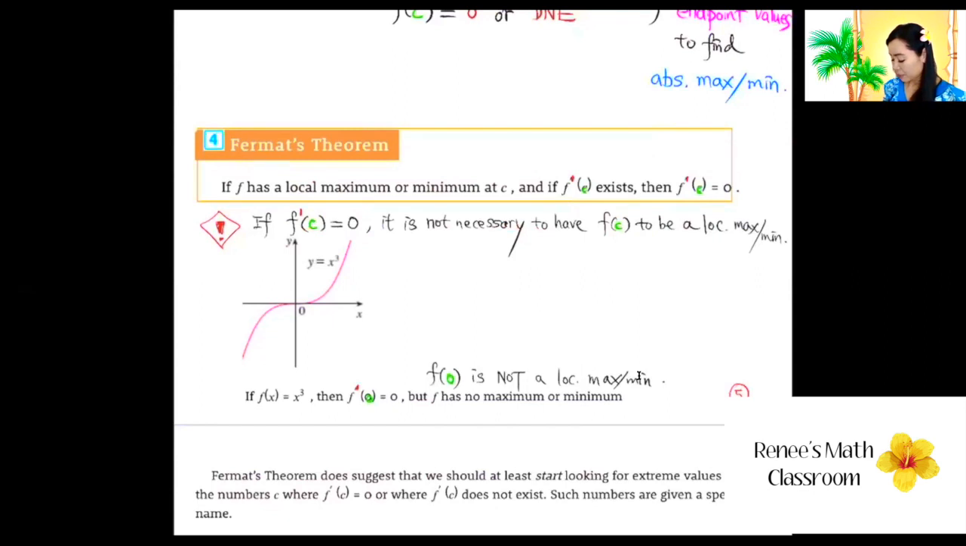Okay. For example, looking at this graph here, for this function, when c equals 0, the derivative is equal to 0. Okay. This is the x cubed function.